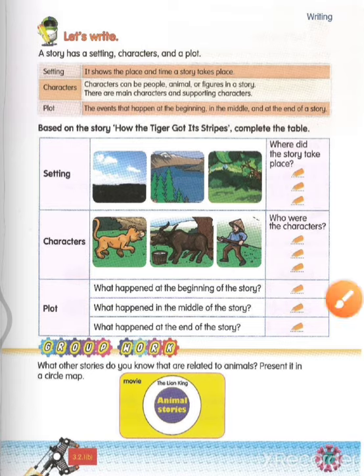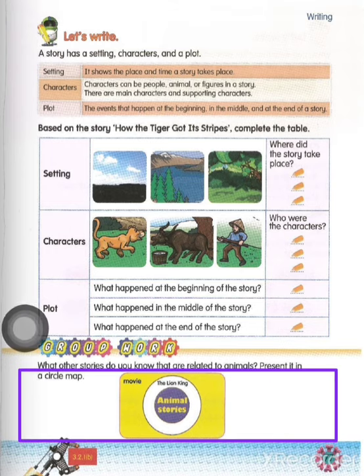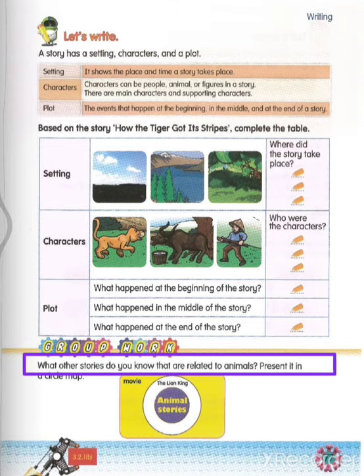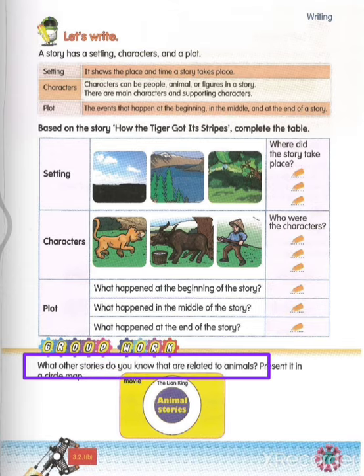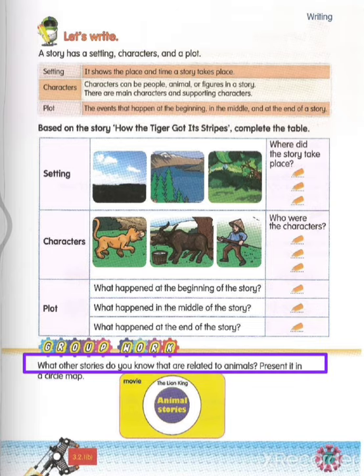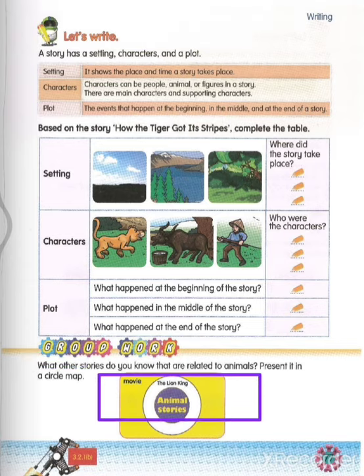Next one, I want you to do this. What other stories do you know that are related to animals? Any stories that you know which are related to animals, present it in a circle map. You find any cartoon stories or animal stories that you know, you write it here. For example, The Lion King is a movie, so you write down here, movie.